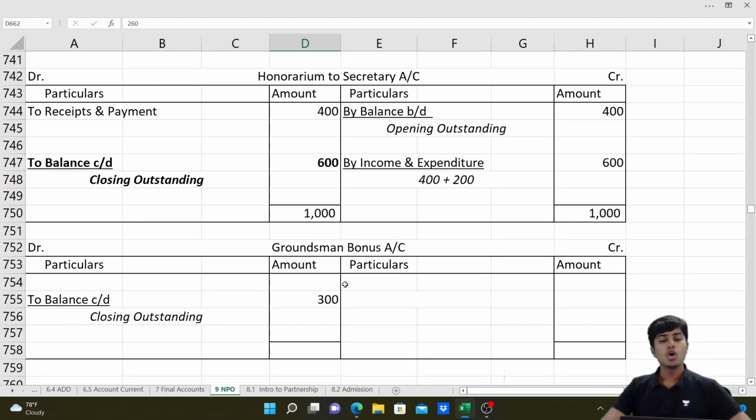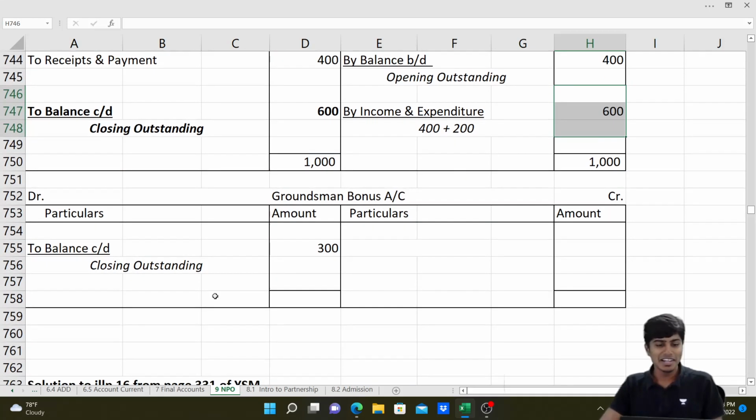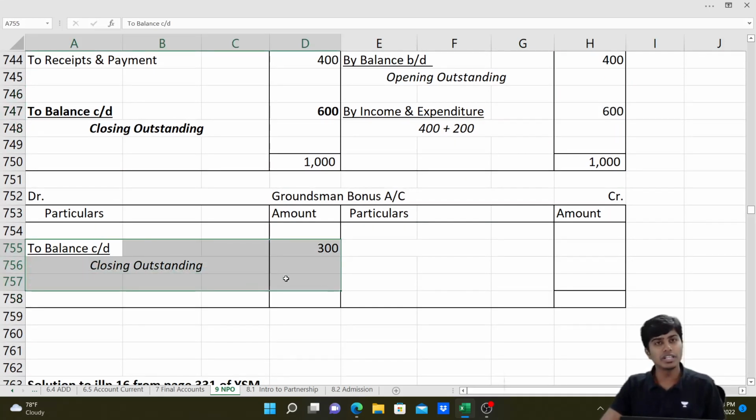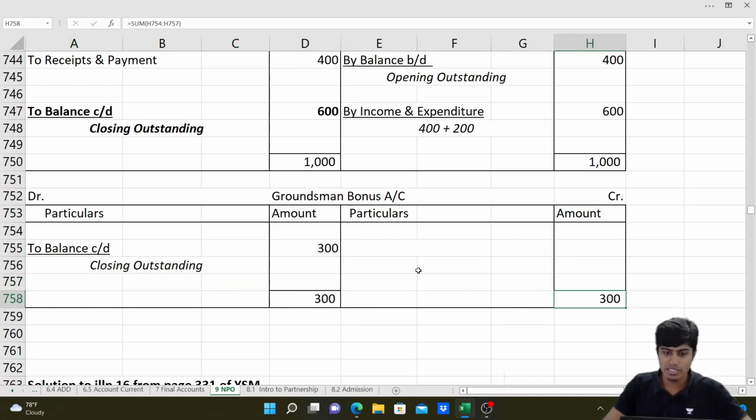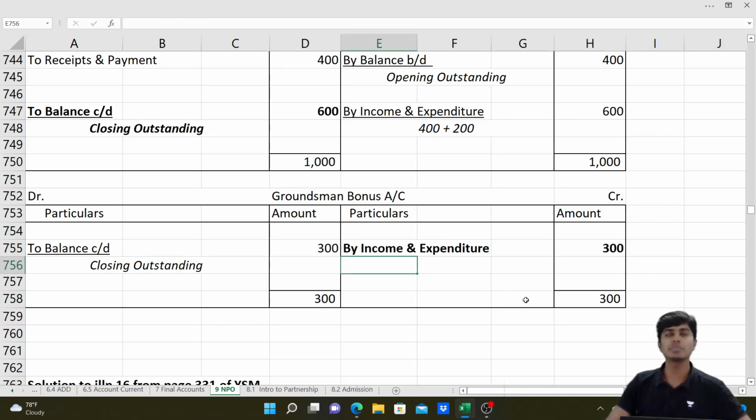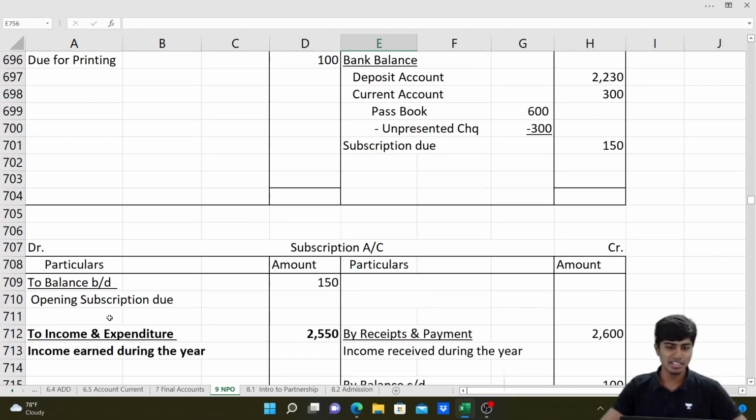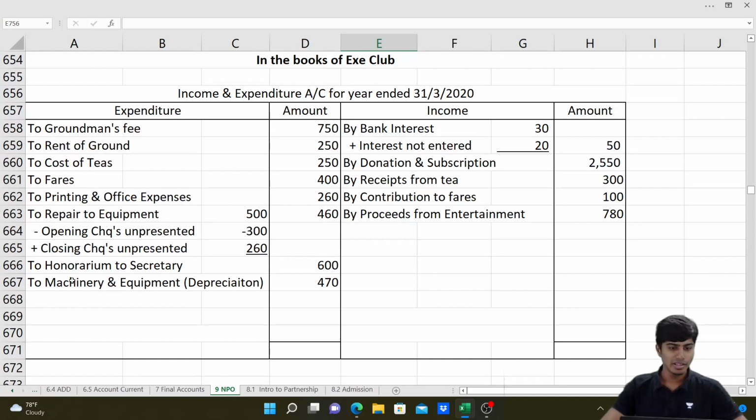Next, I'm going to close my honorarium to secretary account. Opening balance is 400. Income and expenditure for the current year is 600. Oh, this is already closed. Sorry, we already posted it. Groundsman bonus 300 rupees is closing outstanding. It is not paid, so it is a current year expense. Income and expenditure 300 is the balancing. I'll write this in the income and expenditure as expense, that is on the debit, 300. That's it. Tada! We're done with this problem. This is our income and expenditure account. I'll write to bonus to groundsman 300.